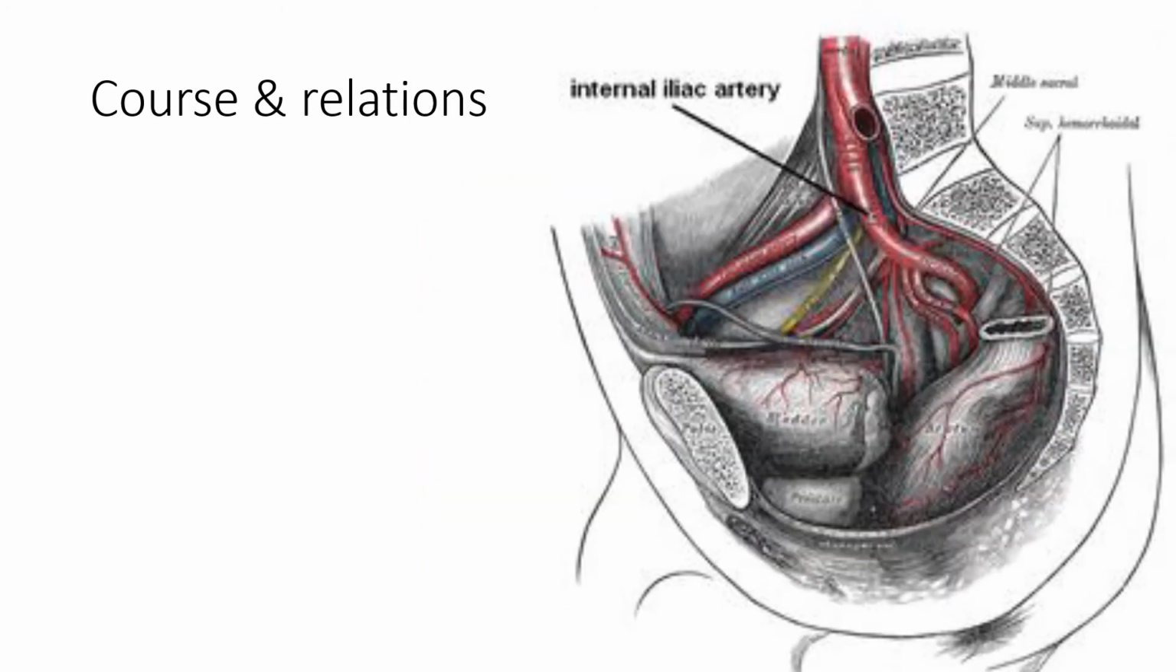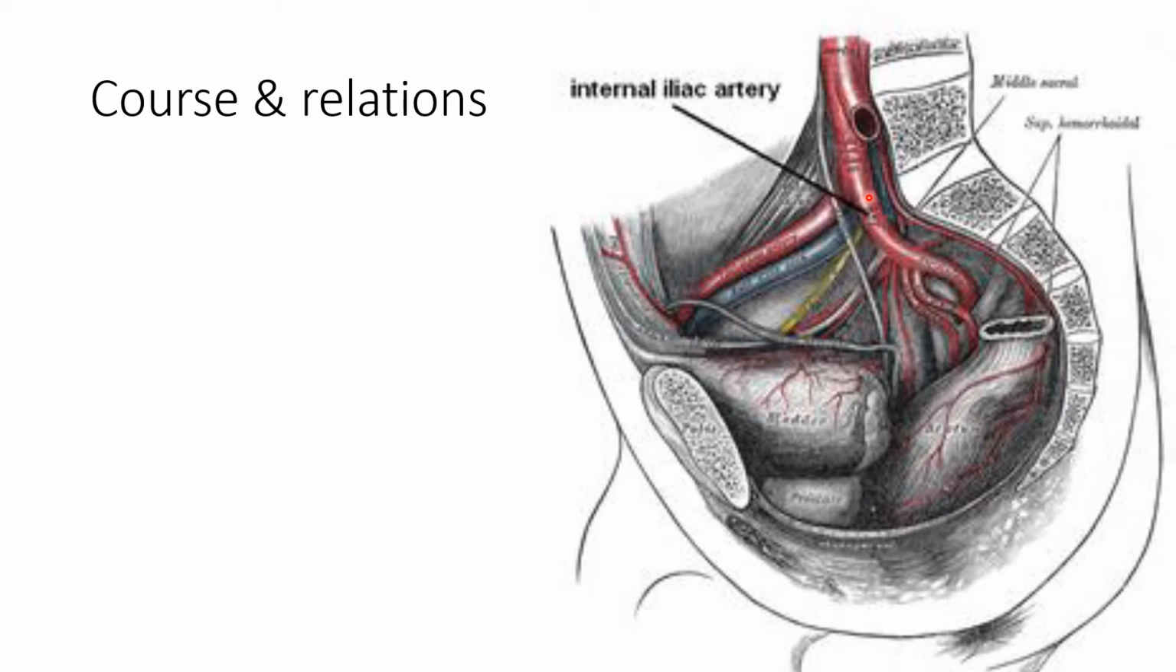Now, what is the course and relation of the internal iliac artery? So this one is the internal iliac artery. It is the smaller terminal branch of the common iliac artery. The internal iliac artery begins in front of the sacroiliac joint. Here there is the sacrum and the ilium. So it begins at the sacroiliac joint, at the level of the intervertebral disc between the fifth lumbar vertebra and the sacrum. Here it lies medial to the psoas major muscle. The artery runs downward and backward and ends near the upper margin of the greater sciatic notch.